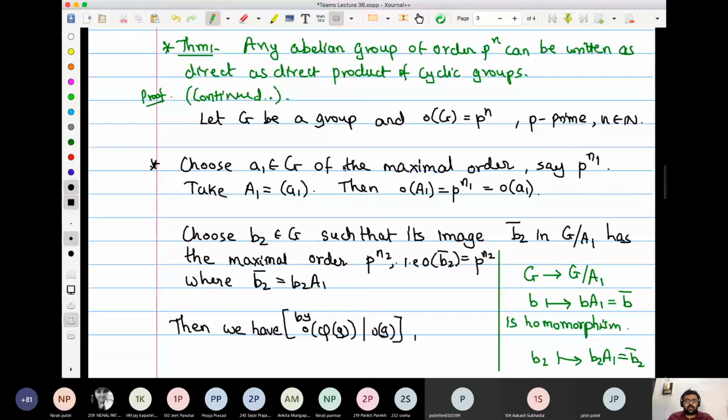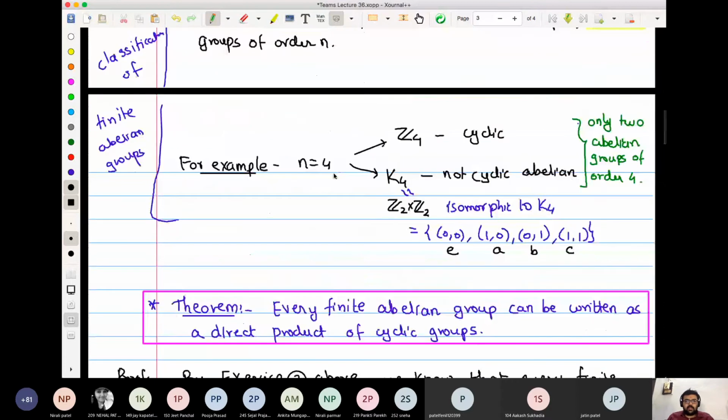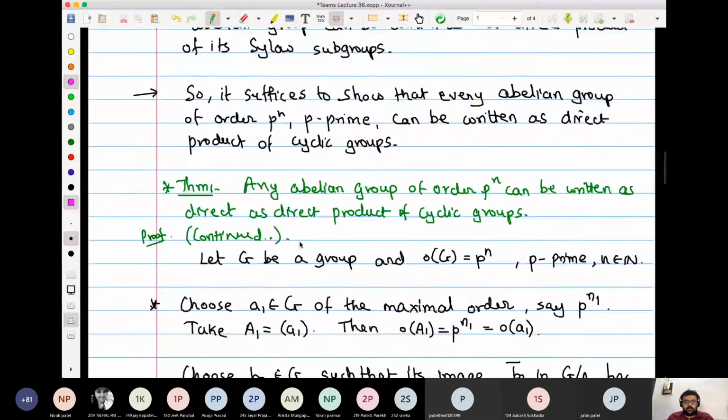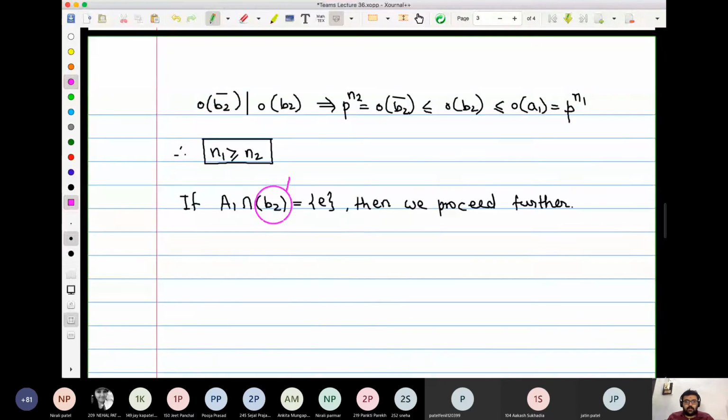Why do we proceed further? By this exercise. That is why I said this exercise is also important, right? It says that G is a direct product if and only if you can write like this, and this condition holds. So once we have the first normal subgroup A1, second A2, and if we have two only, then A1 intersection A2 must be identity. So if that is the case, then call this as A2, and we can proceed further to find A3.